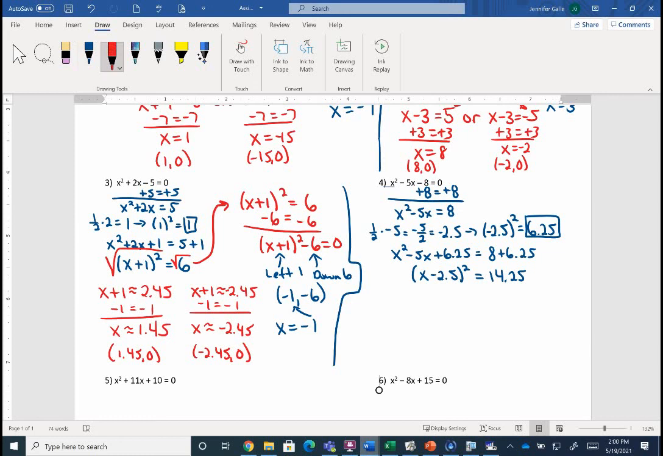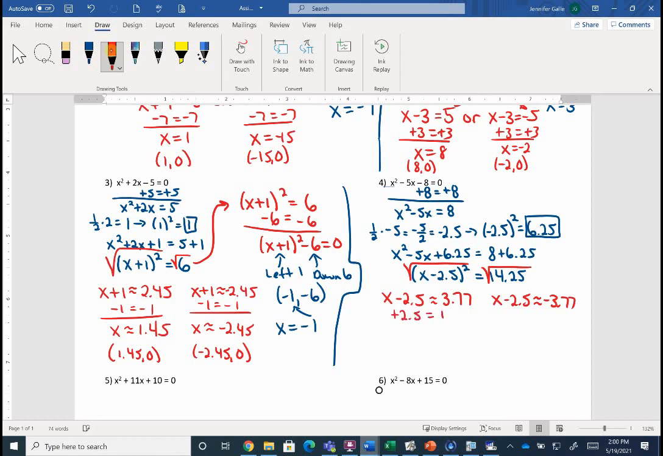The squared term is alone on the left side, so I'm going to go ahead and do the square root to undo the square. And we're going to have x minus 2.5. We're going to have to round again. The square root of 14.25 is not a perfect value. We're going to round that to 3.77. And then x minus 2.5 is going to approximately be negative 3.77.